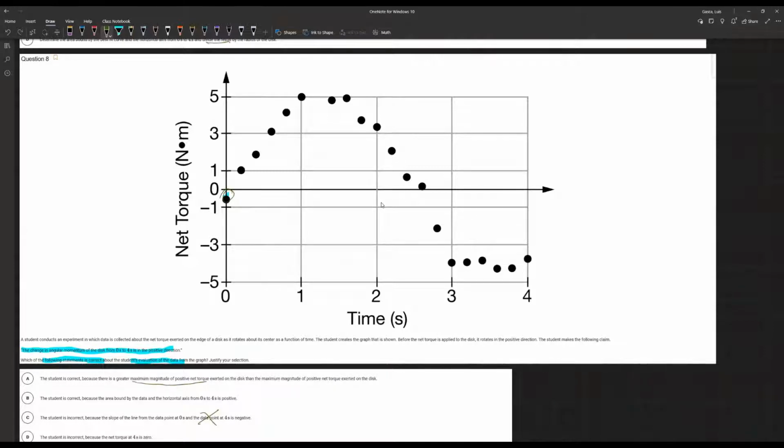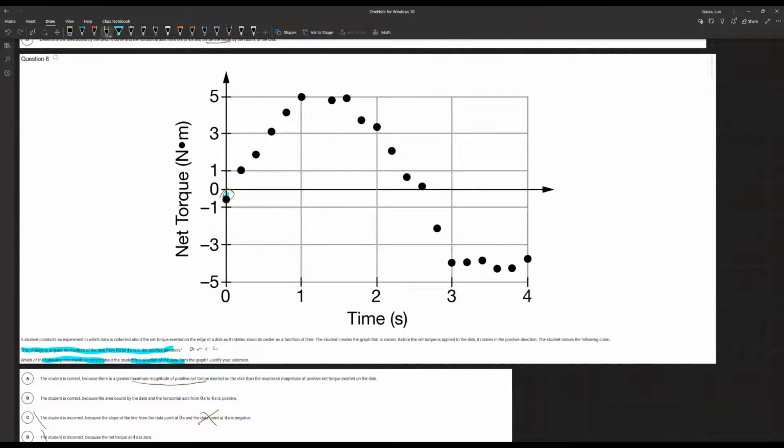Let's see here. The angular momentum of the disk is in the positive direction. So the slope is not the case. We have learned that the change in angular momentum is the area. Anything with D, the net torque at 4 seconds, not quite. The student is correct because the area bound by the data and the horizontal axis from 0 to 4 seconds is positive. Okay, sounds potentially correct.